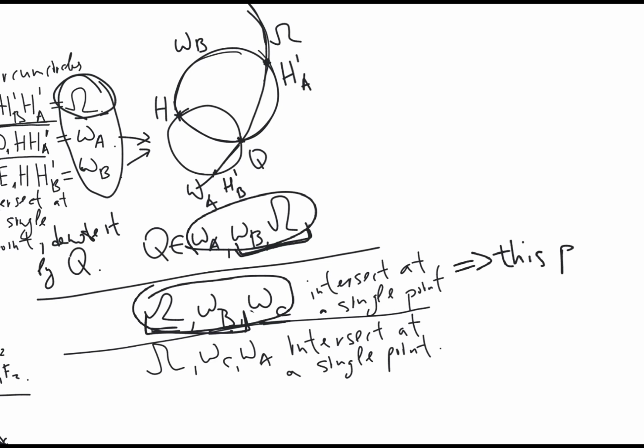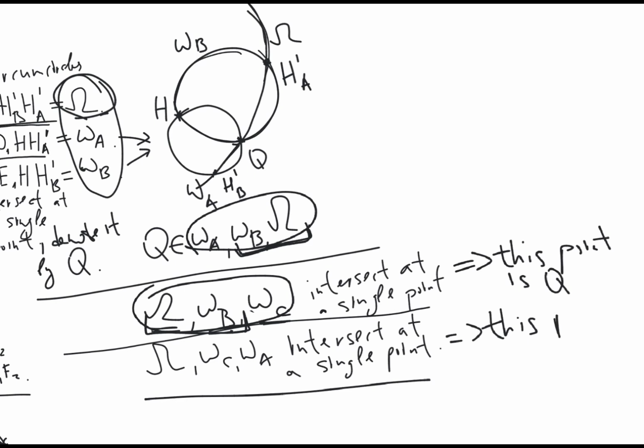This point is Q, the same point of intersection of the first three circles. And for the third triple of circles, the point of intersection is also Q. This point is Q. So this is the same point for all these three triples of circles.